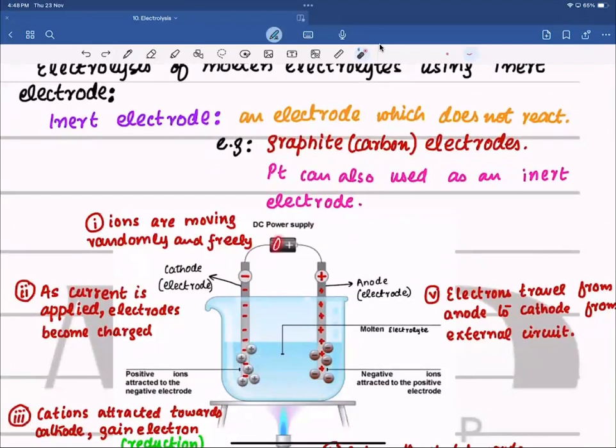For example, I haven't connected the battery over here. And I have provided the heat so the electrolyte becomes molten. In that molten form, ions are moving randomly and freely. When I connected the battery and applied the current, electrodes become charged. See, the one becomes negatively charged and the other becomes positively charged.